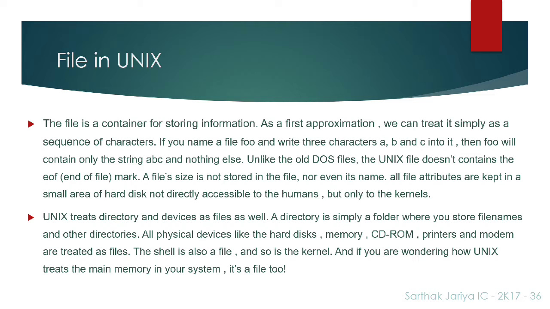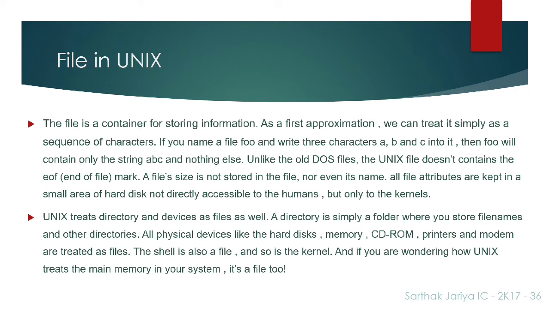Unlike the old DOS files, a Unix file doesn't contain the EOF or end of file mark. The file's size is not stored in the file, not even its name. All file attributes are kept in a separate area of the hard disk, not directly accessible to humans, but only to the kernel. Unix treats directories and devices as files as well.